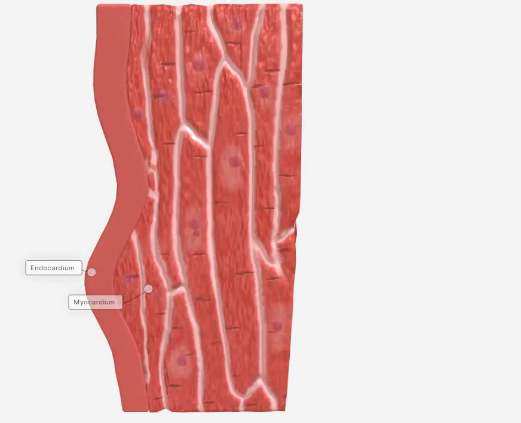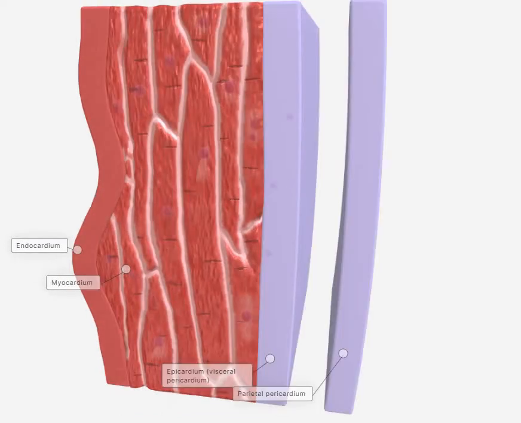In fact, let's pause. So the outermost layer of the heart is called the pericardium, and I know what you're thinking, you've just added two layers on there, how is that possible?